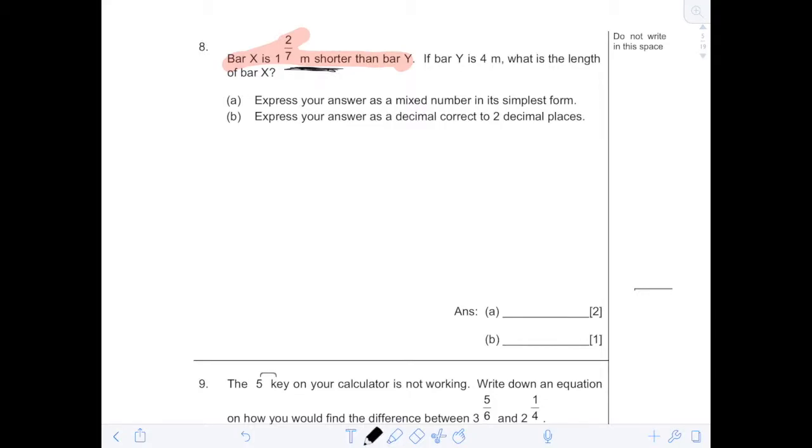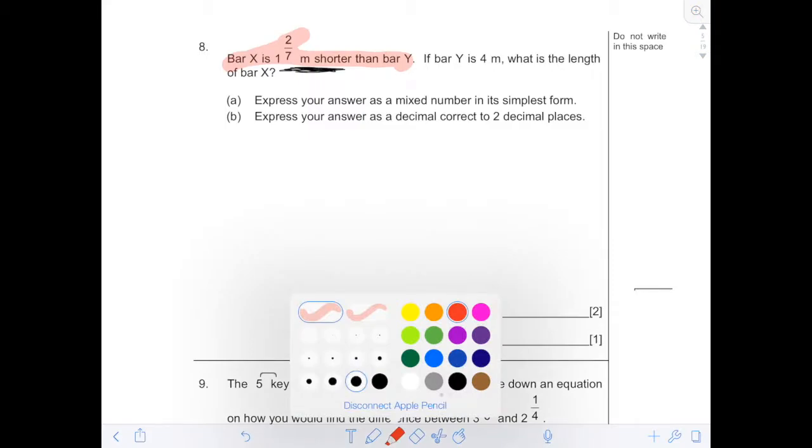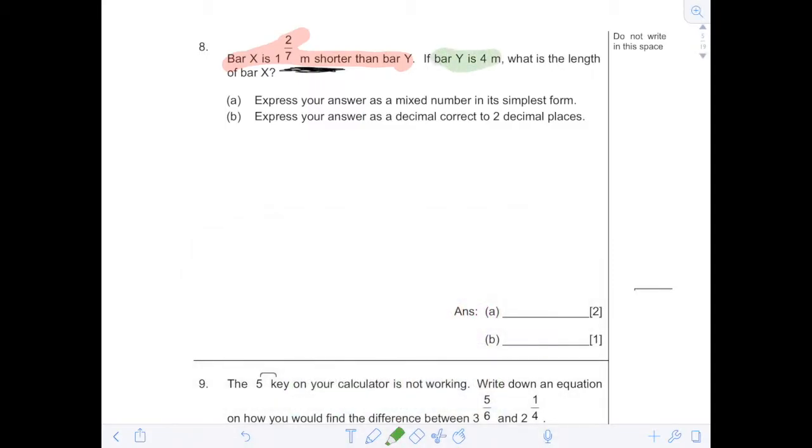Okay, so this is a keyword. It means that bar X is not equal to 1 and 2 over 7 meters. It just means that it's shorter. Then on this side, they're telling you how long bar Y is. So here you just label them. Bar Y equals 4 meters.